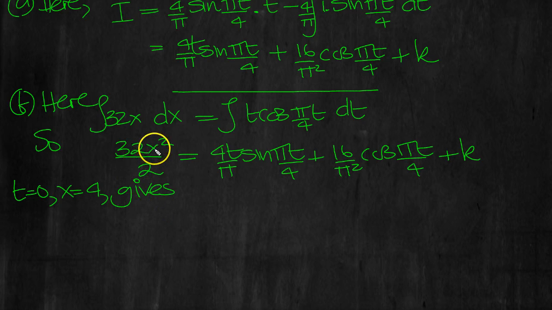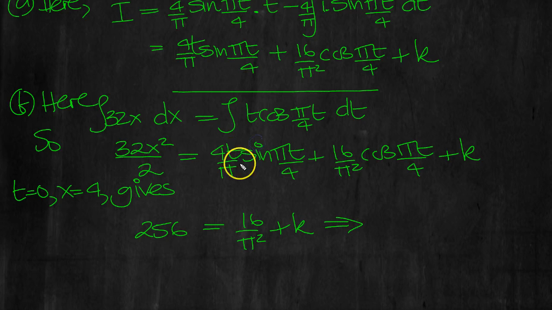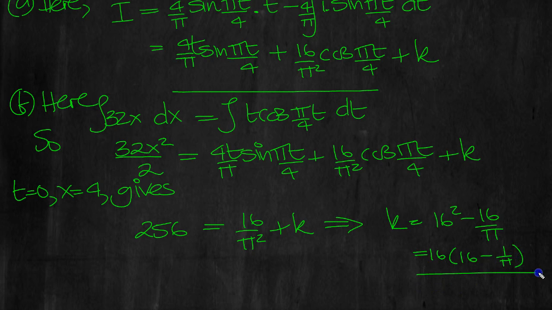4 squared is 16, and 32 over 2 is 16. So 256 is 16 squared, isn't it? Now t is 0 here, that's 0. Cos 0 is 1. We get 16 over pi squared plus k. Sine 0 was 0, and also t is 0 anyway there. So k is equal to 16 squared minus 16 over pi, which equals 16 minus 1 over pi. There's k.